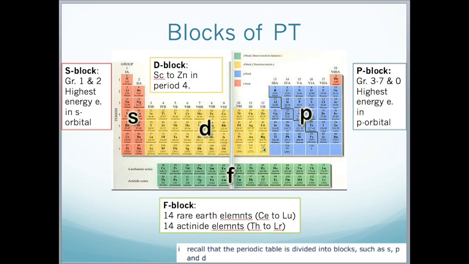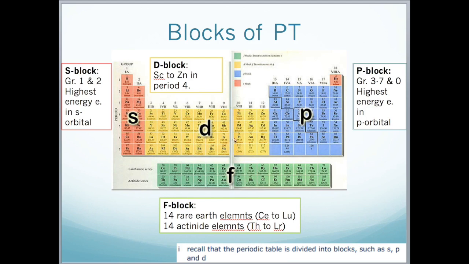So here are the different blocks of the periodic table. So the P block, which is here on the right, contains the elements in groups 3 to 7 and group 0. Group 0 is this one here, which are the noble gases. So neon, argon, krypton, xenon. A p block element has its highest energy electron in a p orbital. So the last electron added goes into the p orbital.